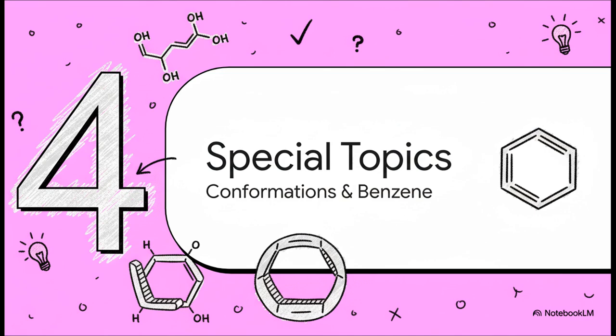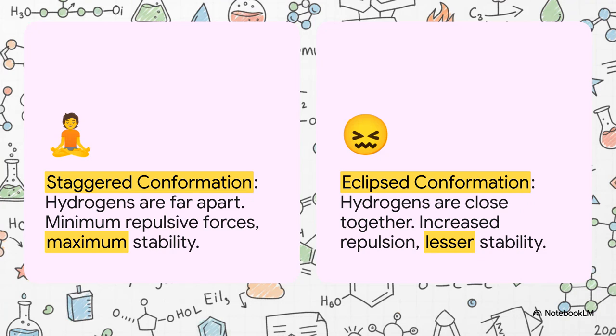Now let's jump into Section 4, Special Topics. We're just going to quickly cover two little topics here that often pop up as short answer questions. So pay close attention for the next couple of minutes because these are some of the easiest marks you can score in your exam. First, let's talk about the different shapes, or conformations, of ethane.